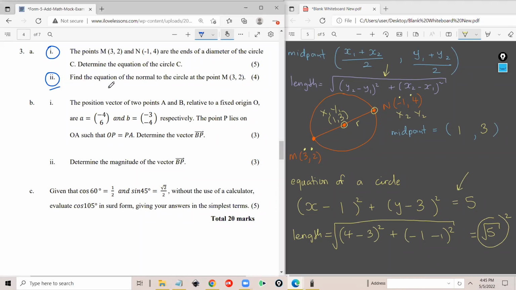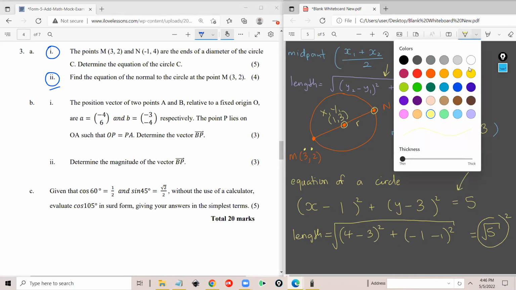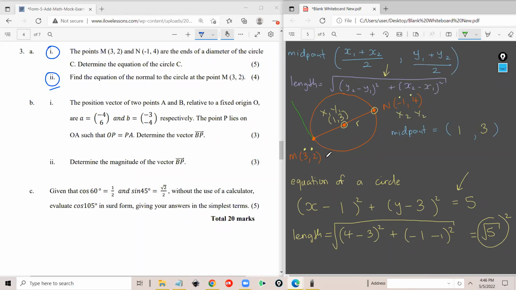So for part 2, let's give you a little jump start. They want you to find the equation of the normal. Let's see what the normal would look like. That would be this green line here, which will be at right angles. So they want you to find the equation of this green line. Videsh, I don't know the answers yet, but I'll work it out just now.